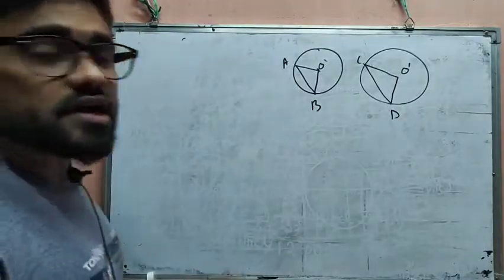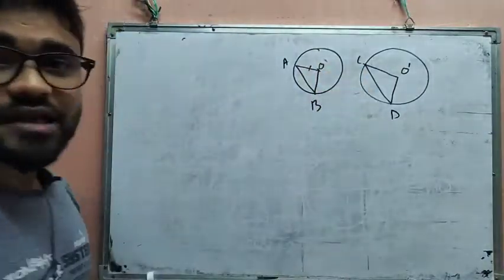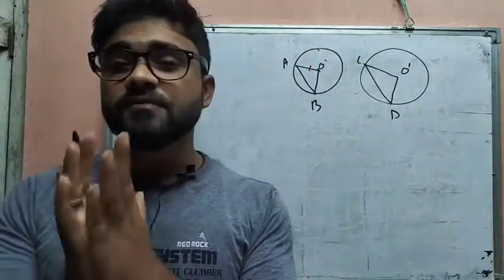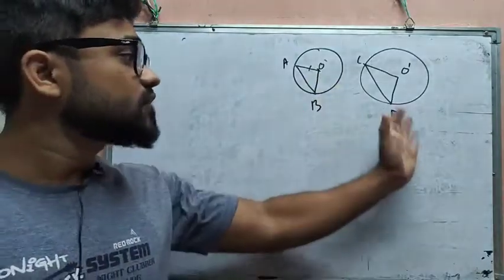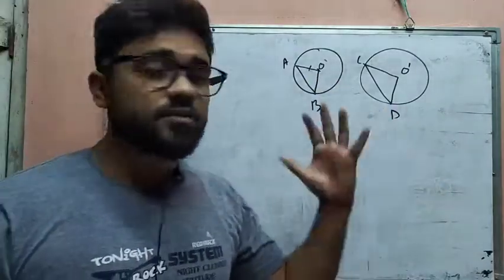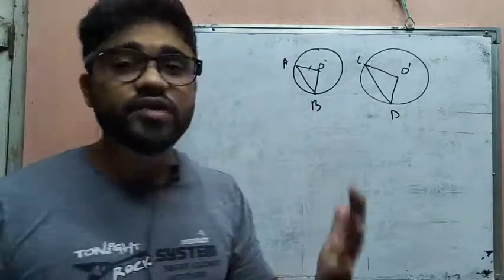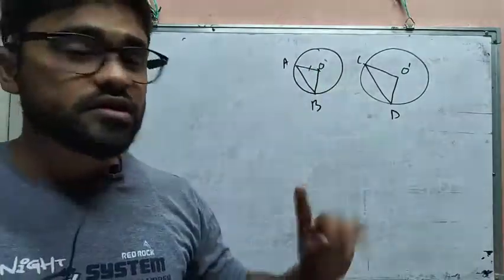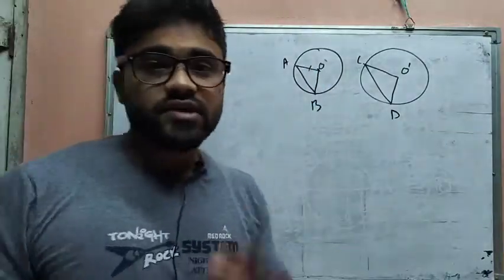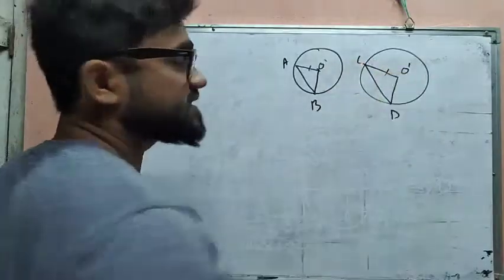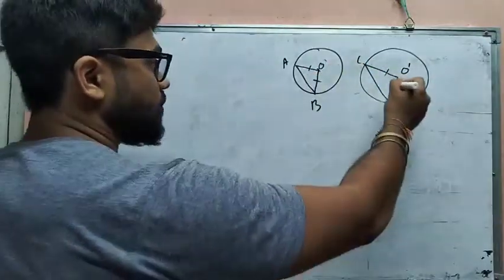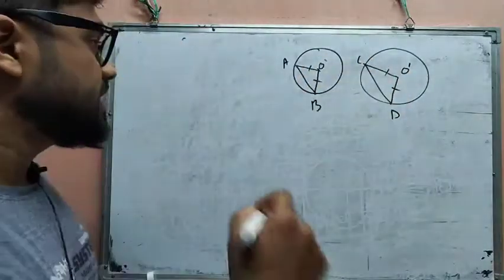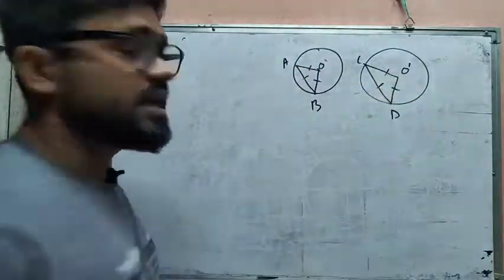So now we are asked to prove what? The radii are equal. If the circles are congruent, you know that all the parts of one figure are equal to those of the other figure. This is the main criterion for congruency of two figures. Now these two circles are congruent, therefore their radii will be equal. So you can say OA equals O dash C and also OB equals O dash D, because these are parts of congruent circles. Then AB equals CD is given.